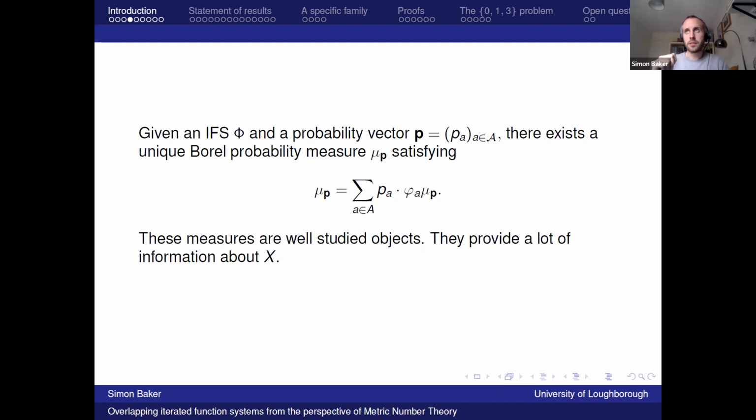So you need two ingredients. You need your iterated function system and a probability vector P. Then there exists this unique Borel probability measure mu P, which satisfies this relation here, namely that mu P is equal to this convex combination of its push forwards, where the push forwards are under elements of the iterated function system, and the weightings in this convex combination come from the probability vector. And these measures are very well studied objects, and somehow they often provide an easier route to determining metric information about your fractal set, your invariant set.